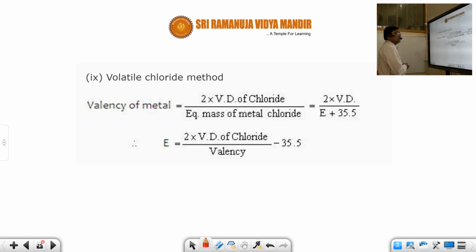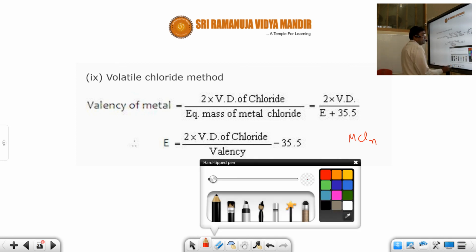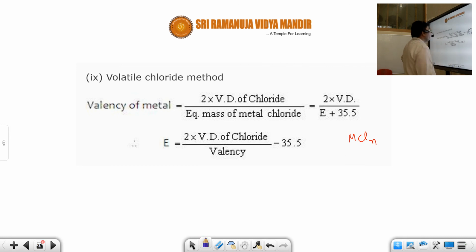Next, the last one is the volatile chloride method. It's a very, very important method. Volatile chloride method. This is nothing but MCl, you can say x or n, no problem. MCln, you can take. Now this method you are going to solve. There is a small derivation associated with it, and I am going to teach it in the following class, while solving some numericals associated with the volatile chloride method.